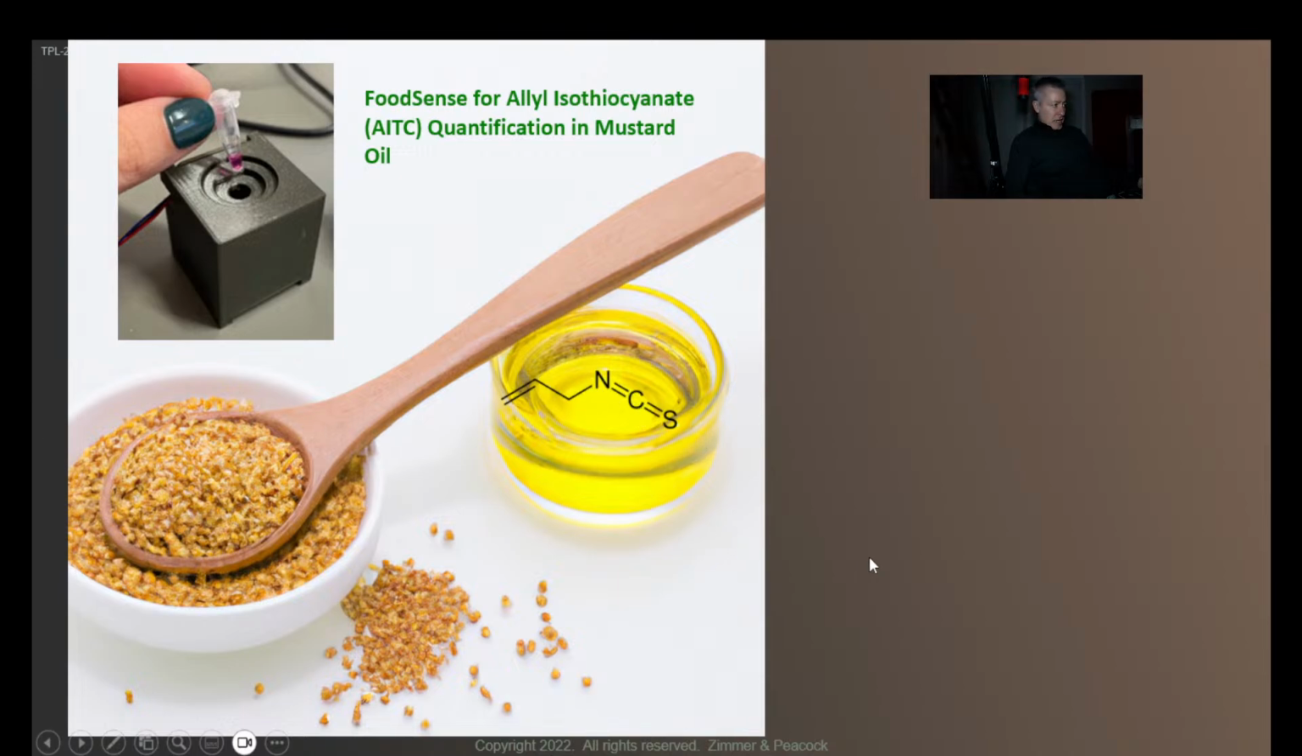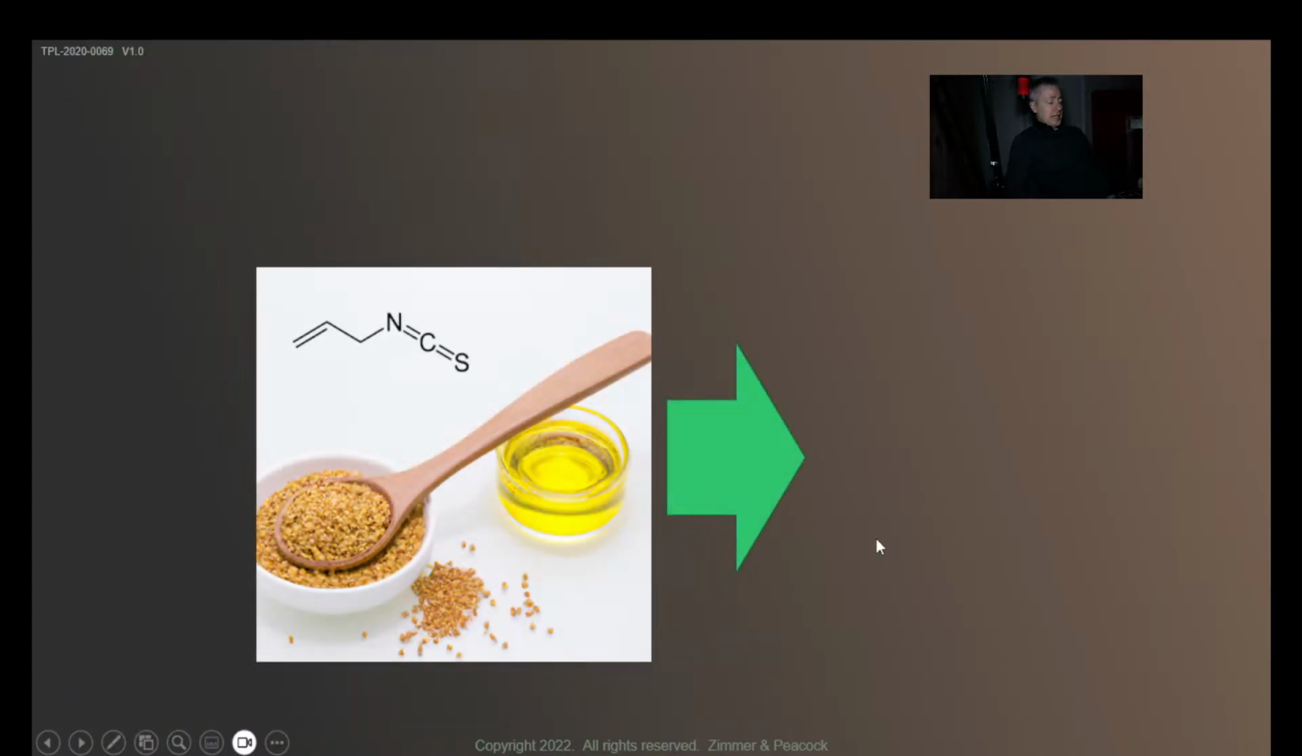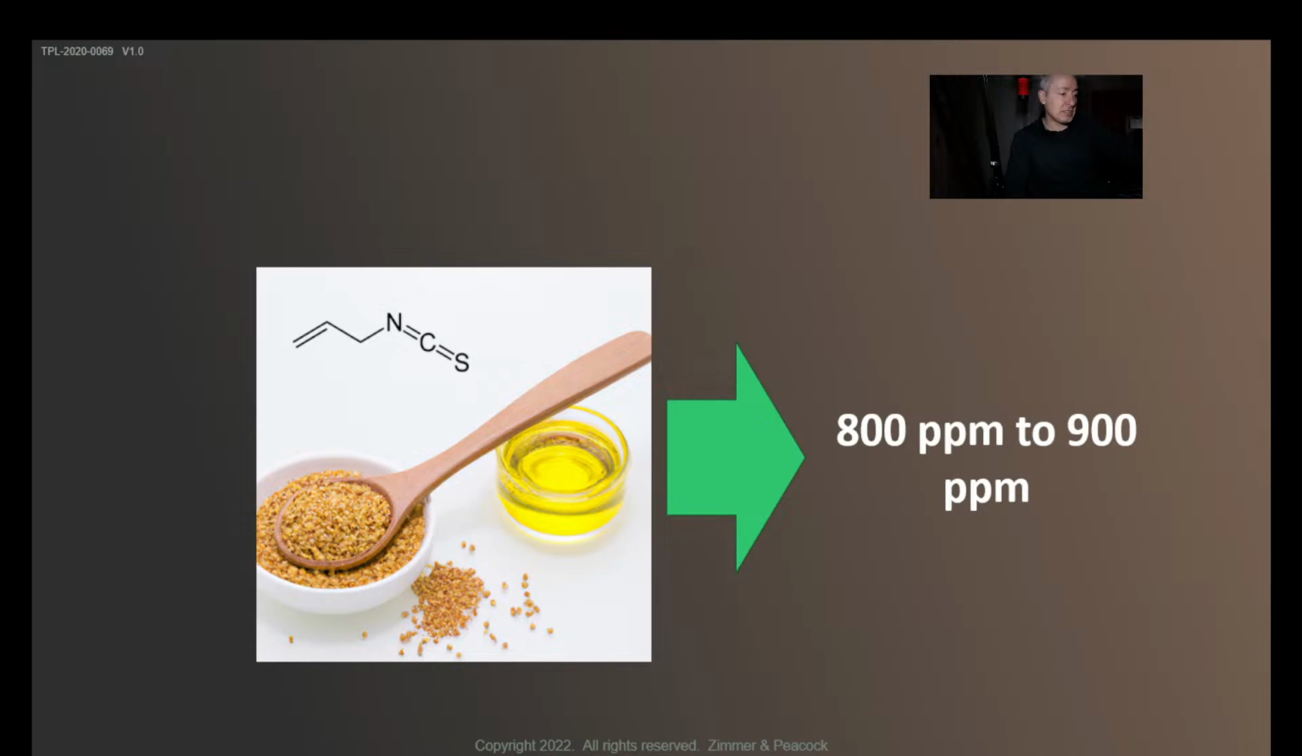I'm going to now delve into AITC a little bit deeper. AITC is actually present at quite high concentrations in mustard oil. So 800 to 900 ppm is sort of an expectation. It's quite a high concentration, which makes it one of the easier molecules to detect. That's the nice thing about, when we talk about the accuracy of FoodSense, when you're trying to measure capsaicin in chili, capsaicin is quite high. So it's an easier target to hit.